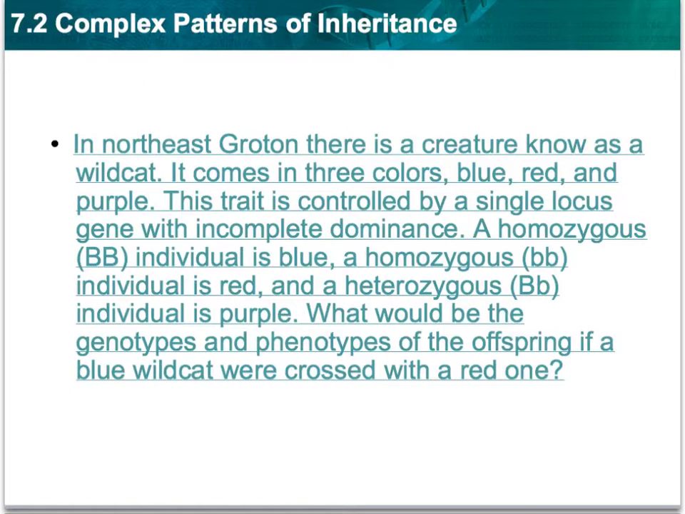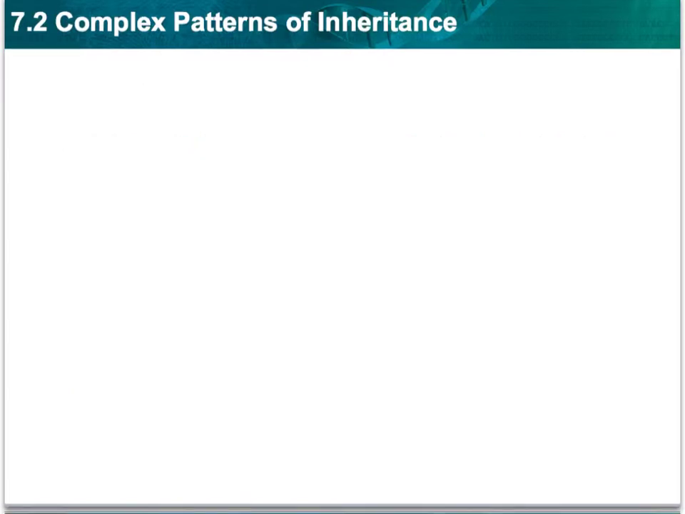What would be the genotypes and phenotypes of the offspring if a blue wildcat were crossed with a red one? So what we're going to do here is we're going to actually work it out. So in your notes, what I want you to do is try to work it out yourself. Again, we're looking for a blue wildcat, big B big B, being crossed with a red wildcat, little b little b. So I want you to pause the video and work out that square.